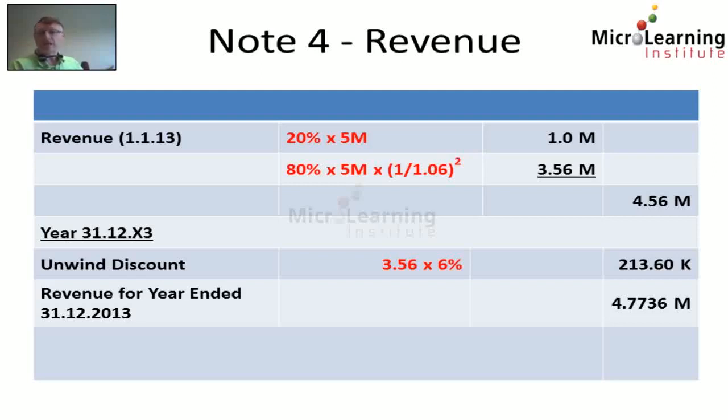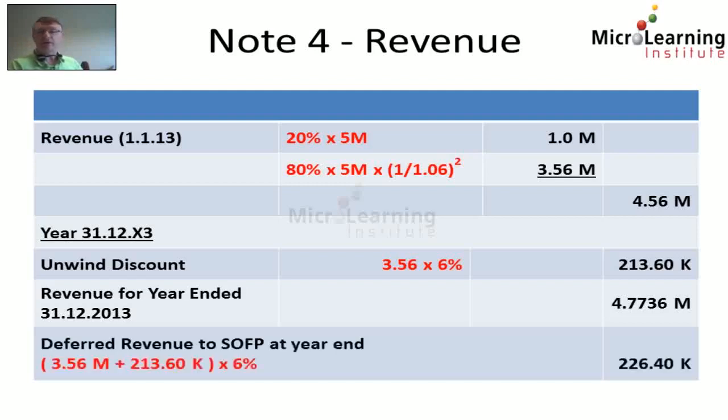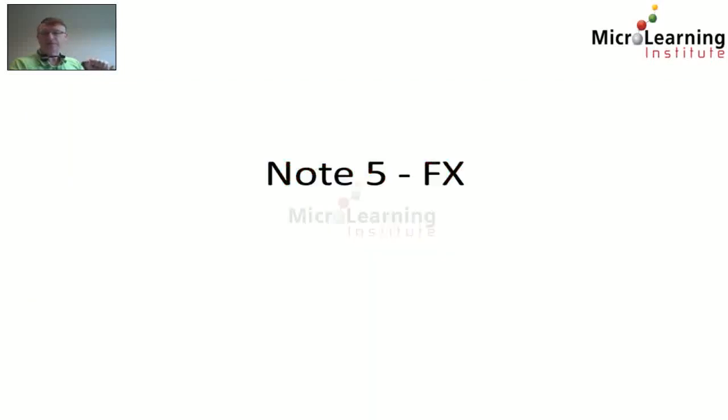There is also, of course, some deferred revenue that needs to be recognized on the statement of financial position, and this is the remaining amount. So it's the 3.56 million plus the 213.6, and it's the remaining 6% that's recognized on the statement of financial position as deferred revenue. Next, we look at Note 5, which is a foreign exchange transaction.